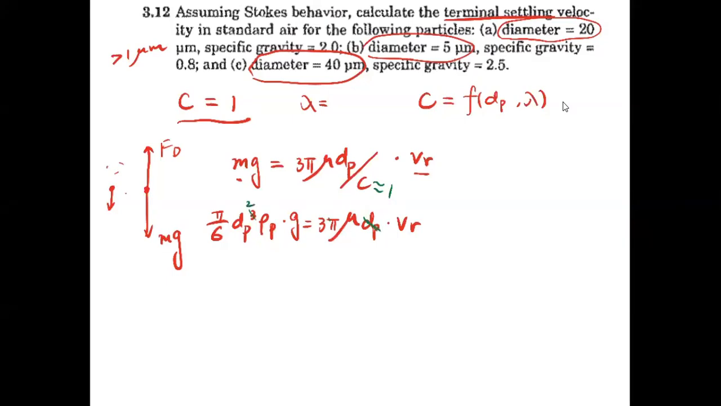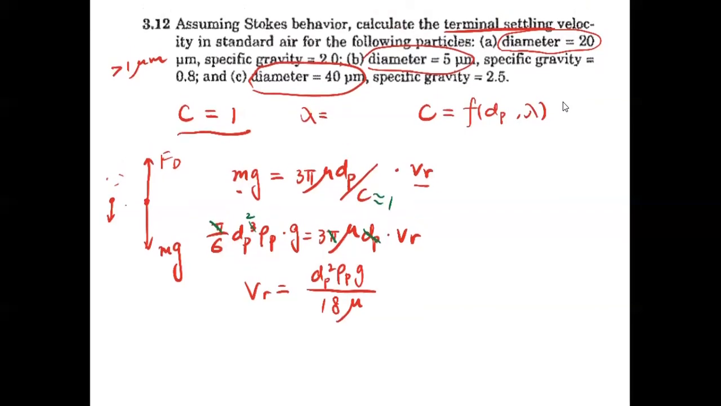We have 2 here, pi gets canceled, right? So we have VR equal to dp squared rho p g divided by 18 mu, okay? So this is the equation to calculate the settling velocity, right? Let's say for each question here, we have the particle size ready, right? We can plug in that. We have the g ready, okay?